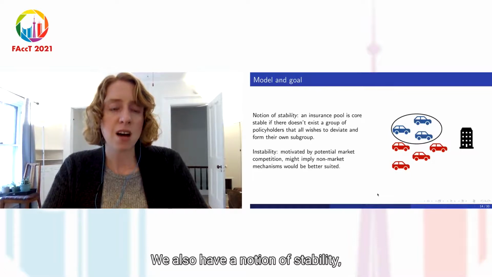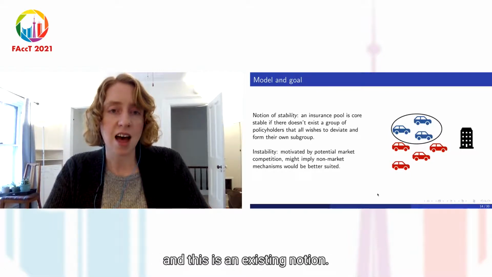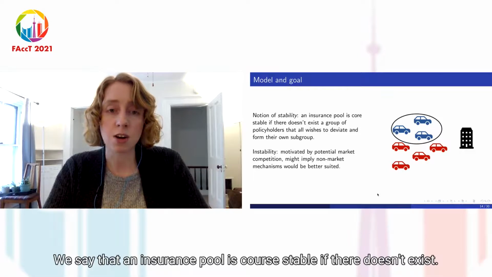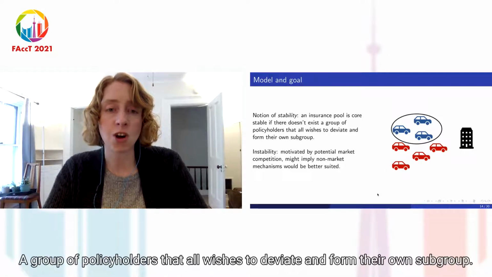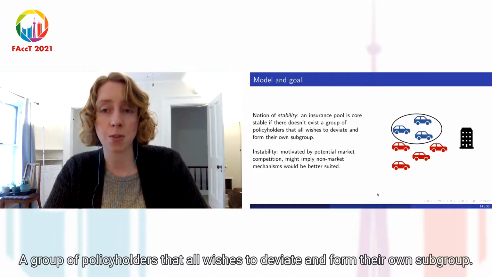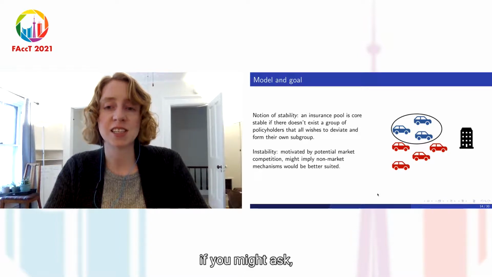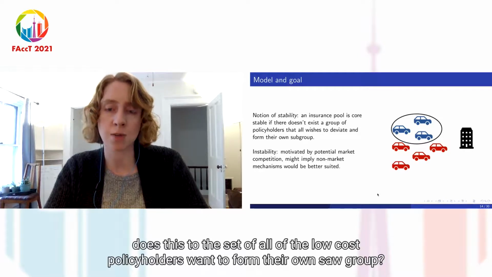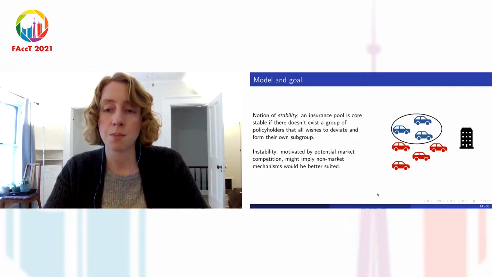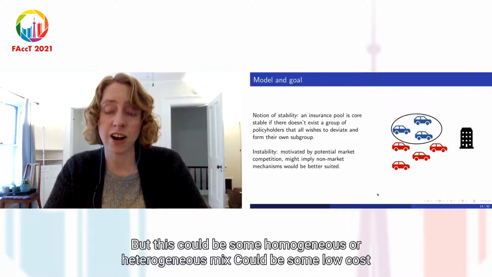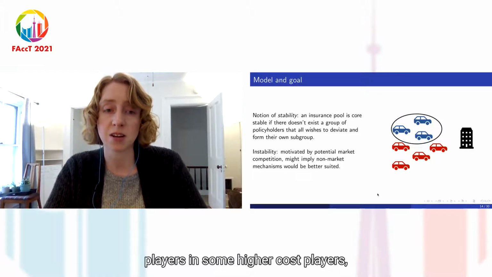We also have a notion of stability, and this is an existing notion. We say that an insurance pool is core stable if there doesn't exist a group of policyholders that all wish to deviate and form their own subgroup. So in this example on the right, you might ask, does the set of all of the low-cost policyholders want to form their own subgroup? Would they get lower cost there? But this could be some homogeneous or heterogeneous mix. It could be some low-cost players and some higher-cost players.